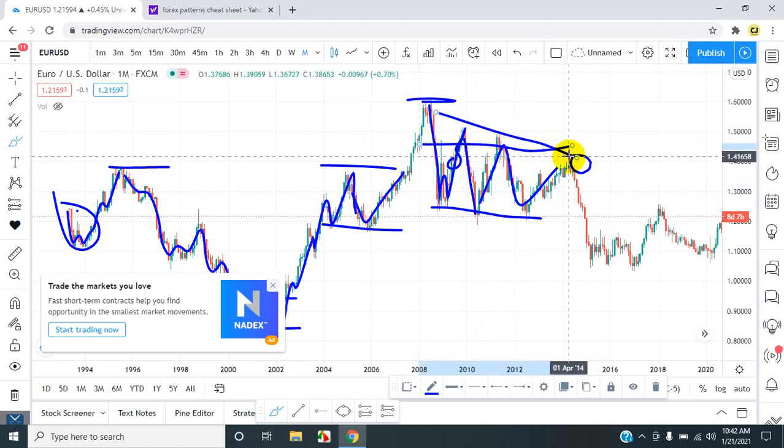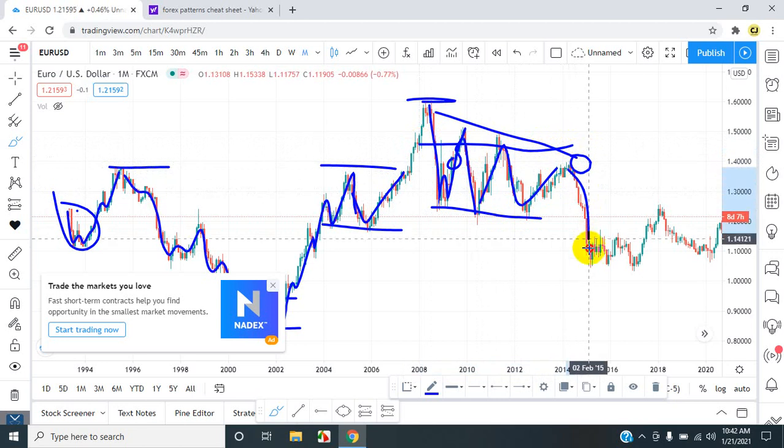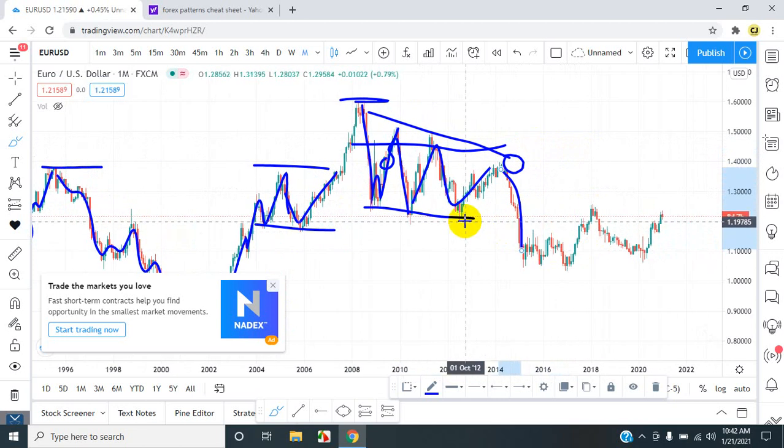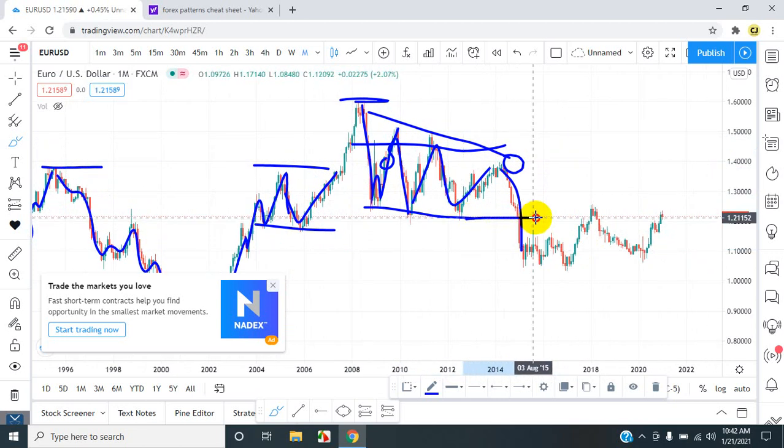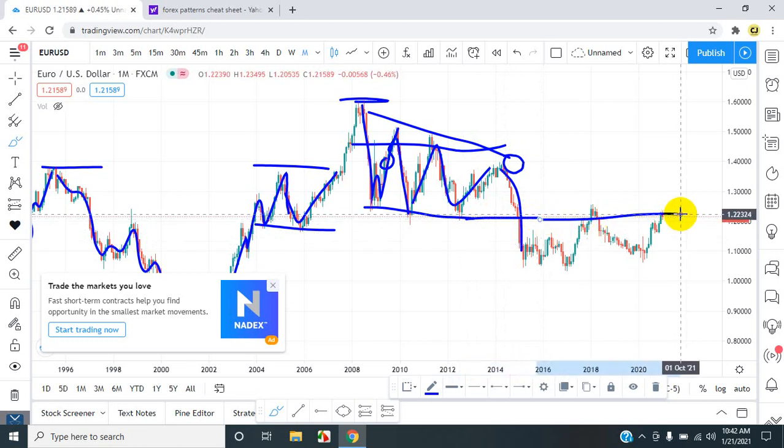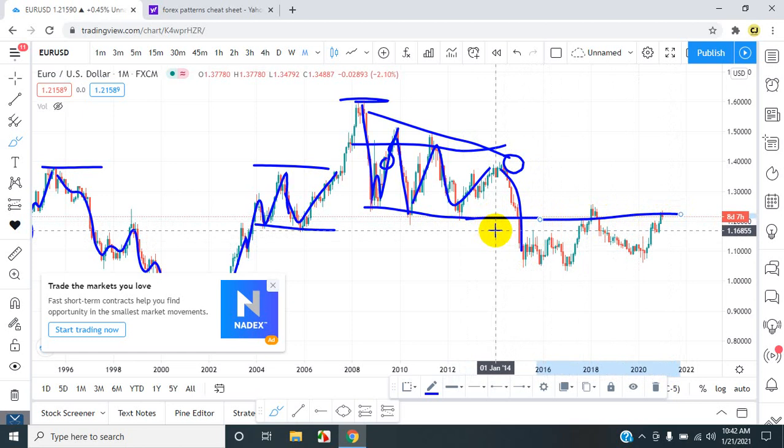So then what the market did was it came straight down. So once the market came back down, it actually broke our previous areas of support. Once it broke the previous area of support, I'm going to drag the support area all the way down to the side, all the way across, so we can see what's going on in the market.